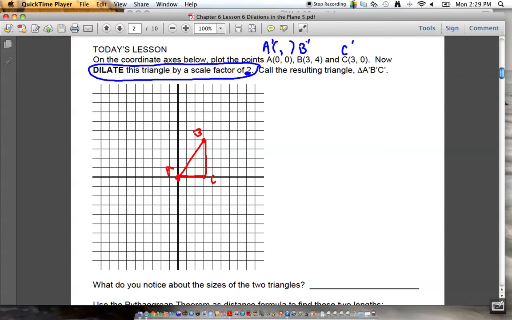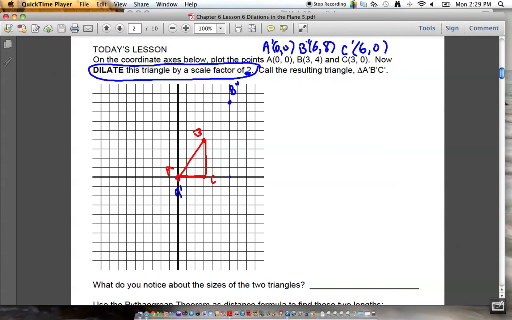So what's (0, 0) times 2? (0, 0). What's (3, 4) times 2? (6, 8). Good. What's (3, 0) times 2? (6, 0). Nice. So that creates for me the new triangle A prime, B prime, C prime. And let's plot those points. A prime is here, same point, didn't move. B prime though is (6, 8). So that would be 4, 5, 6, 2, 4, 6, 8.